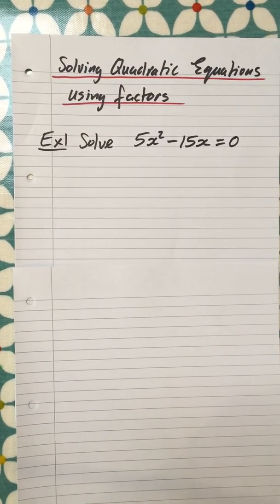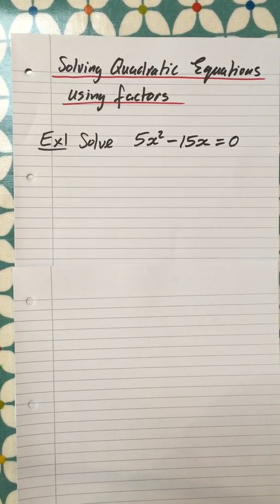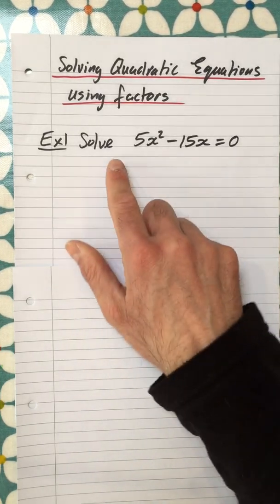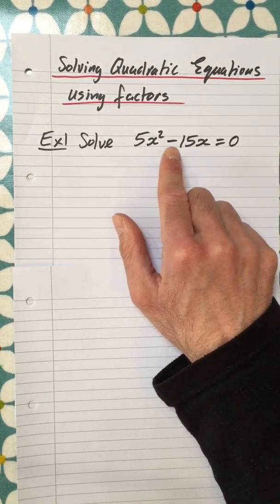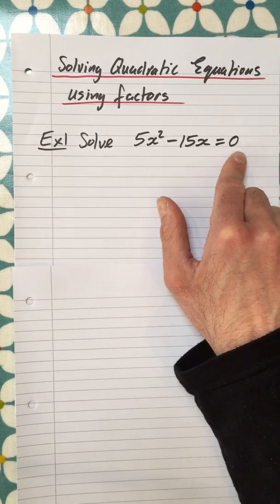Okay, solving quadratic equations using factors. Here is our first full example. Example 1. Solve the equation 5x squared minus 15x equals 0.